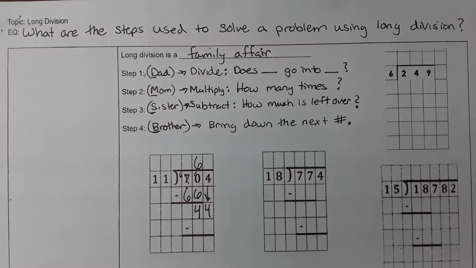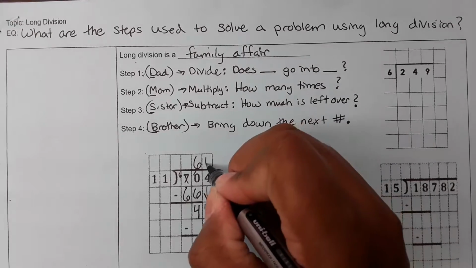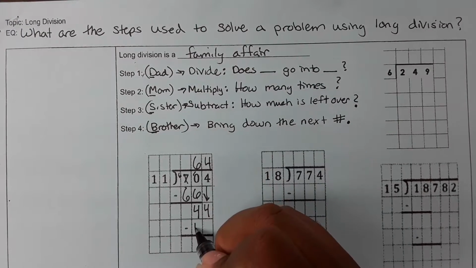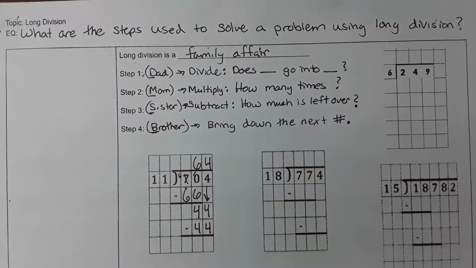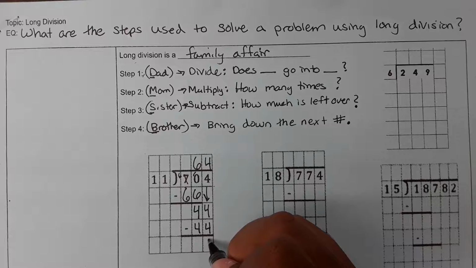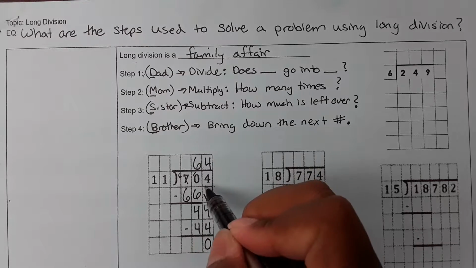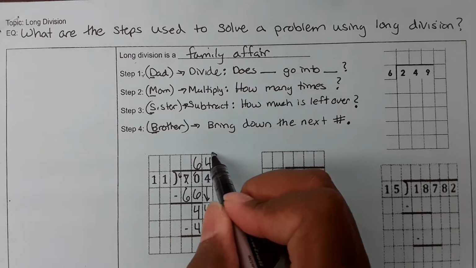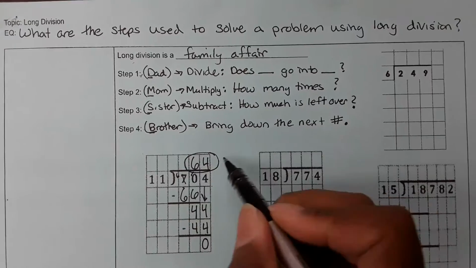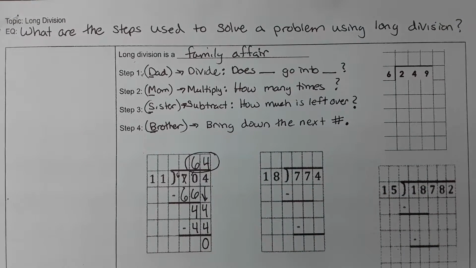Then I go back and say, hey, does 11 go into 44? Yes, it does, because 44 is more. How many times? This is Mom's question. Well, 11 times 4 is 44, and look at that, it matches up exactly. So I have nothing left over after I do sister's part, which is to subtract. My answer is 704 divided by 11 is 64. That's my quotient, the answer.